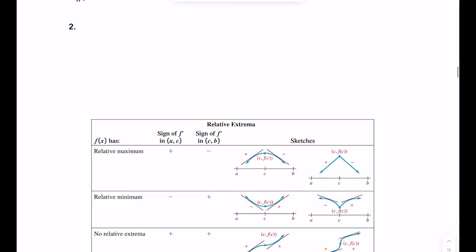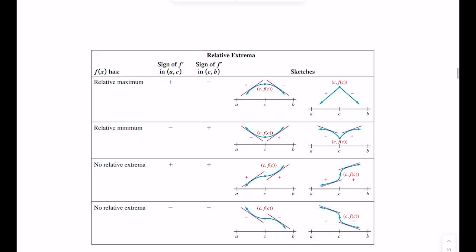And we can see here in this diagram, we've got a relative maximum, right? When f prime of C is positive from A to C, and it's negative from C to B. You can see that there's a peak. Okay, same thing here.